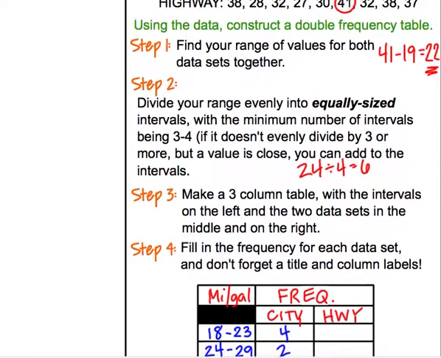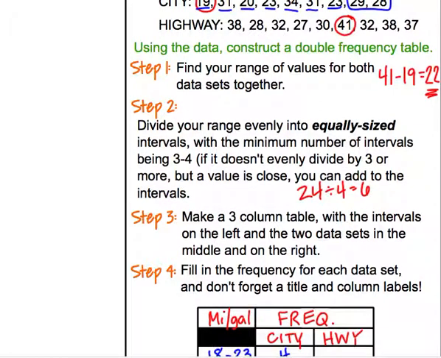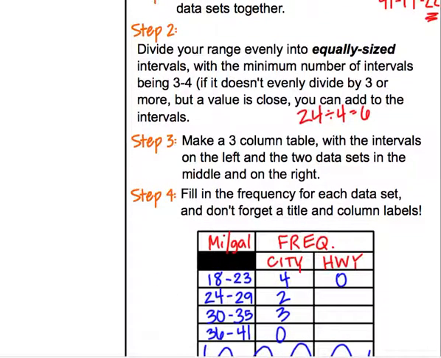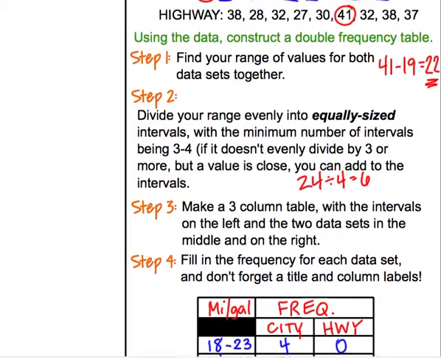Now, highway miles, 18 to 23, I don't see any, so I'm going to put a 0 there. 24 to 29, I see 1, 2, so I can put a 2 down.